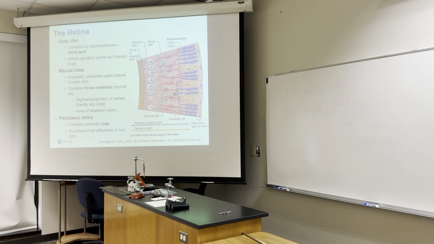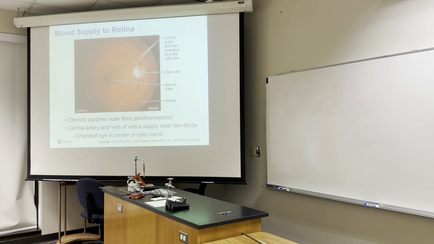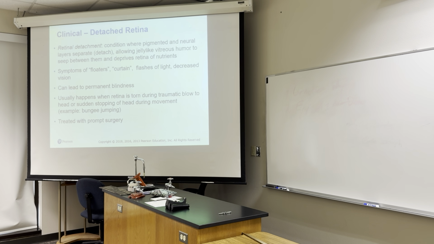Who remembers the differences between the rod and the cone? What is the difference between the rod and the cone? Anybody can tell me anything about the rod and the cone? We discussed it in the lab. Cones detect color, and rods detect light. Yeah, very good. So now as you can see the retina right here, this is the optic disc, the blind spot, and this is the macula lutea, the very important part of your eye.